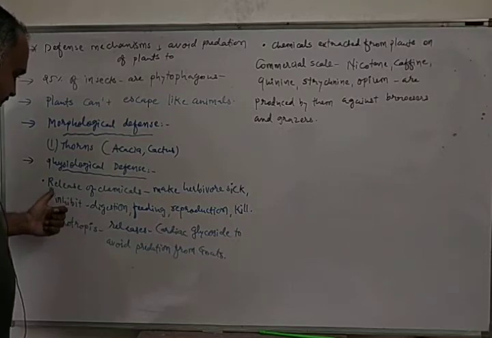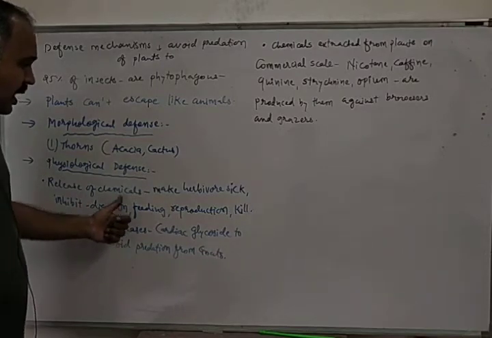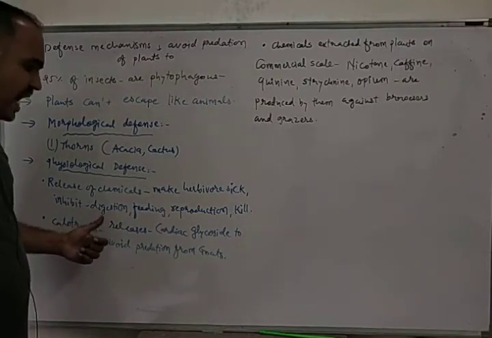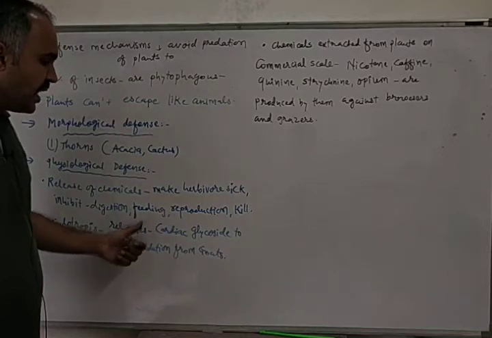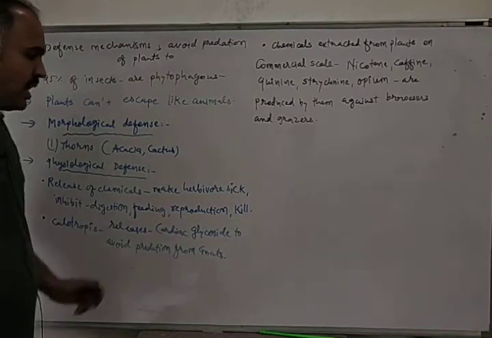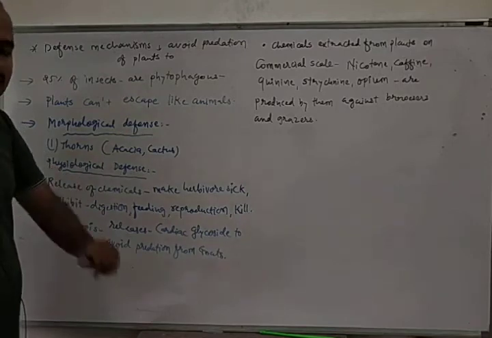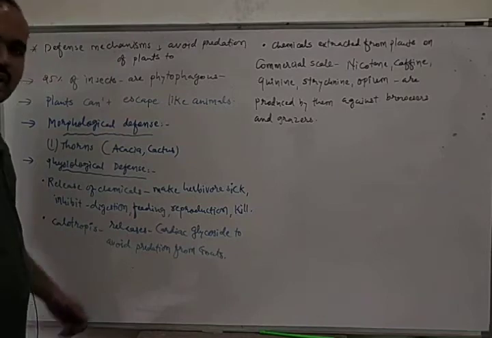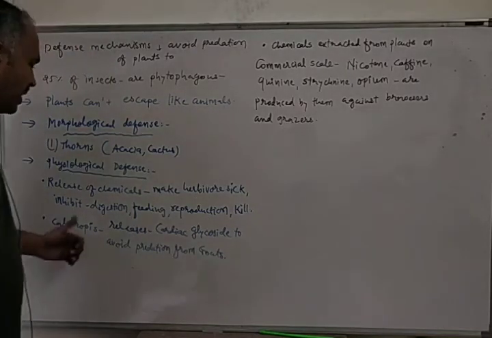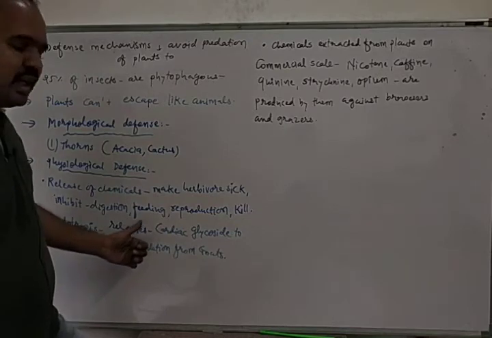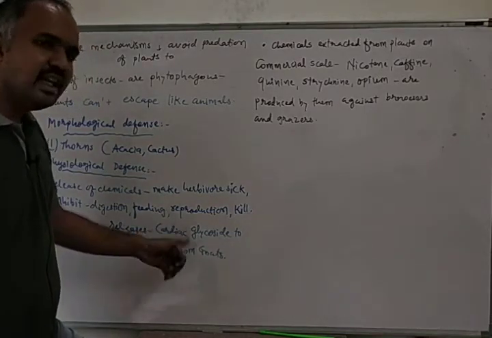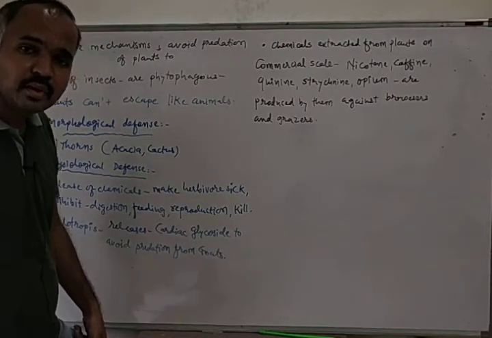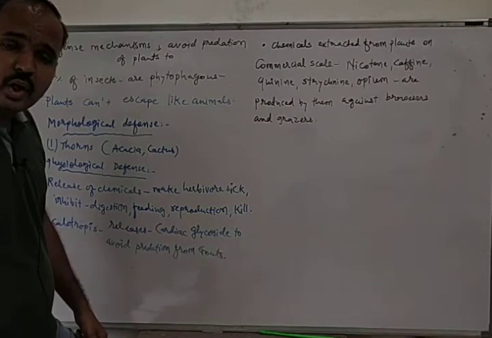For example, plants release chemicals, and these chemicals make herbivores sick. They inhibit the digestion of the herbivore, they inhibit feeding by the herbivore, they inhibit the reproduction of the herbivore, and they may also kill the herbivore. In this manner, plants may avoid predation.